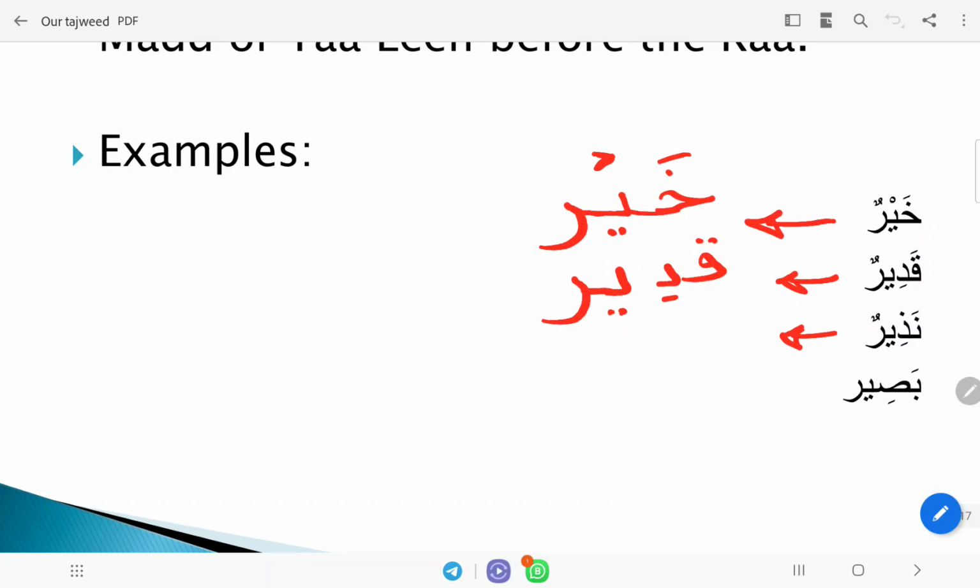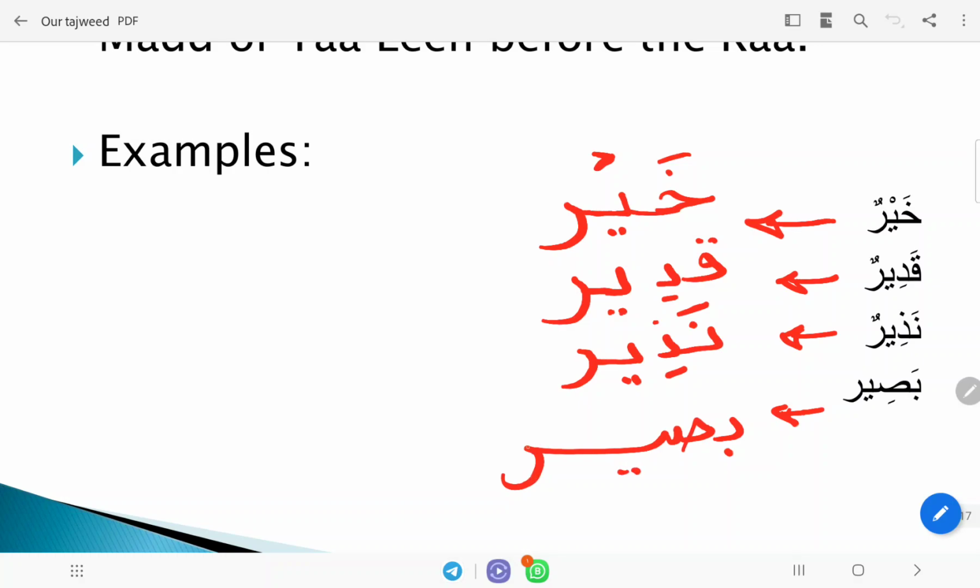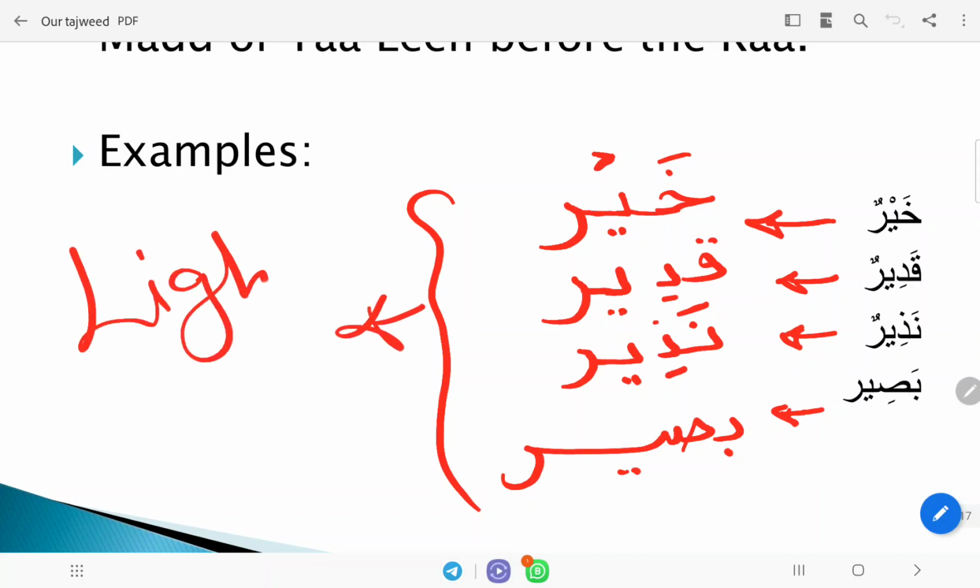The next example نذير. Here the ra will be sakin also due to stopping. It is preceded by ya letter. Ya here is ya mad, and we will pronounce it as نذير with light ra. Also here بصير. Also the ra here is preceded by ya mad. Also these all four examples are light ra.